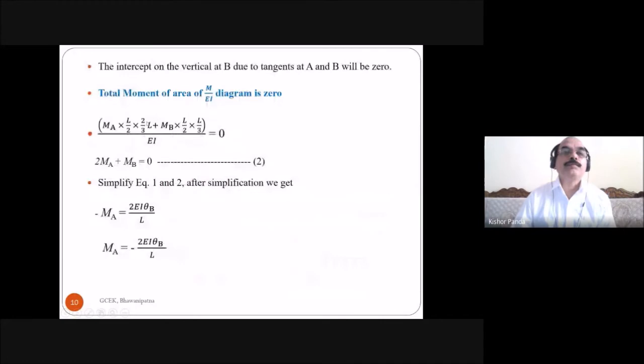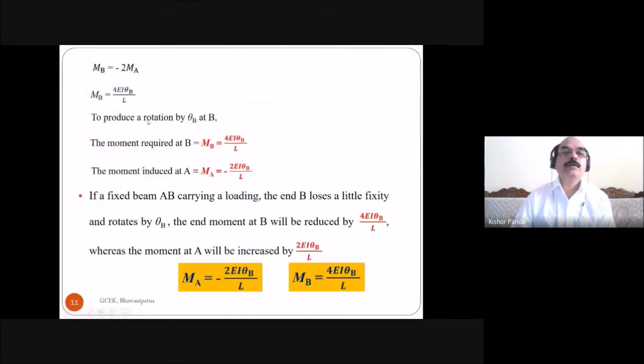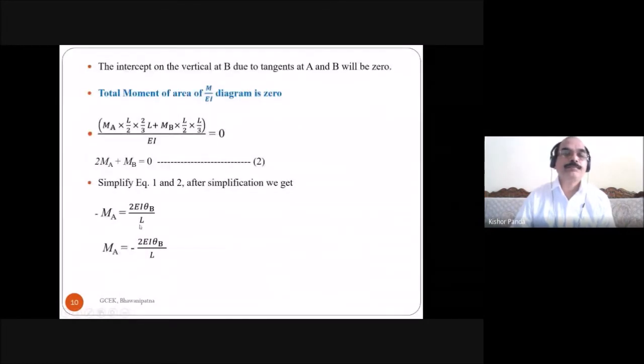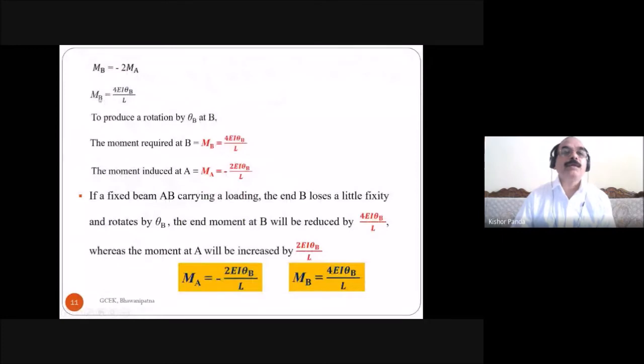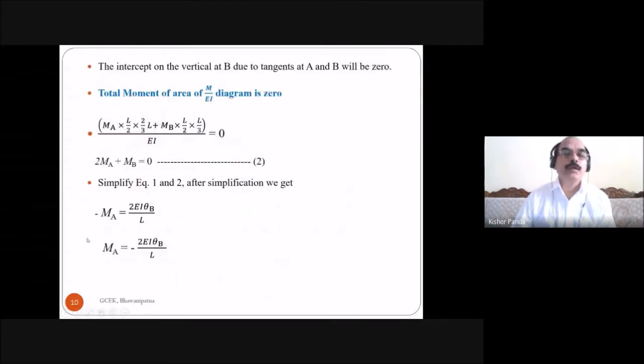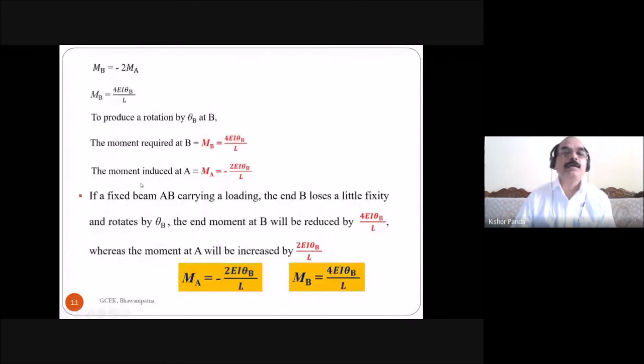Then you know MB is equal to minus 2 MA. From equation 2, you know MB is equal to minus 2 MA. But here you got MA is equal to minus 2 EI theta B by L. So MB is equal to 4 EI theta B by L. So here you got the moment produced at end A and at end B.